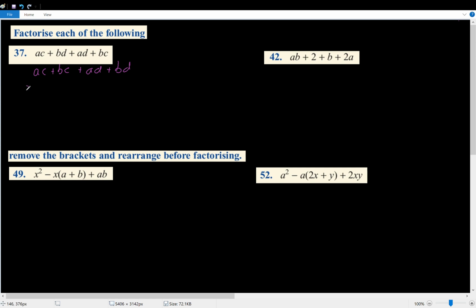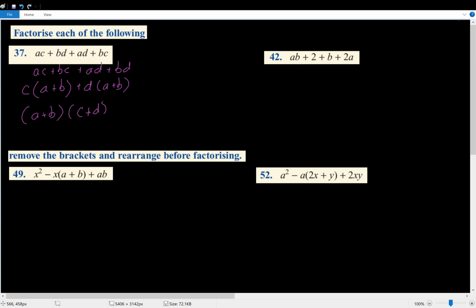And now we can see from our first two, they've got a common factor of C. So we've got C, and then inside our bracket we're going to have A plus B. And from the second one, they've got a common factor of D. So we've got D times A plus B. And now we can see that we've got the same thing in both of the brackets. So what we can do is write that over here by itself: A plus B times C plus D. Like that. And that's that expression fully factorized.